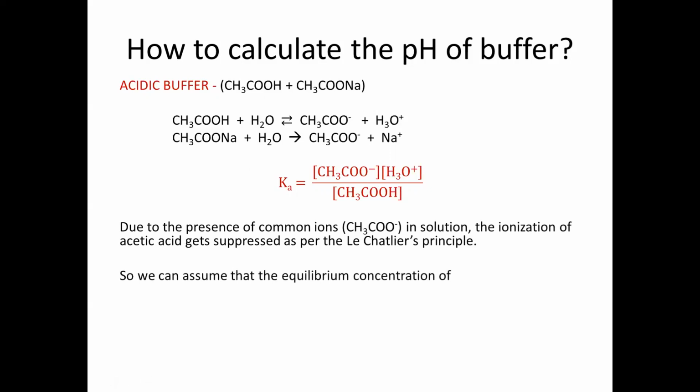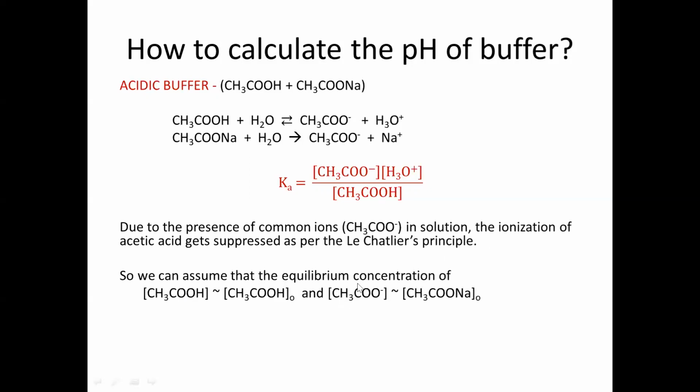Now, as a result, we can assume that the equilibrium concentration of acetic acid in the solution would be the same as the initial concentration of acetic acid added. Why is this so? Because the acetic acid ionization is so much suppressed that the undissociated acetic acid equilibrium concentration would be absolutely the same as the initial concentration of acetic acid. That means it has hardly dissociated into ions. So this assumption is true in the presence of a common ion.